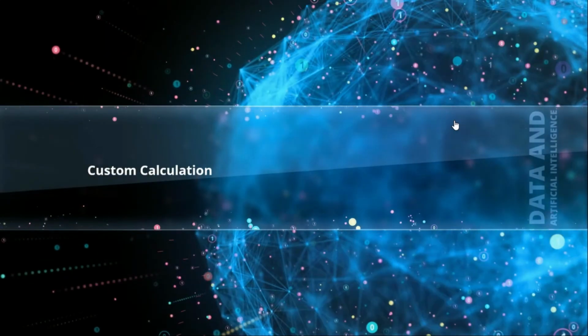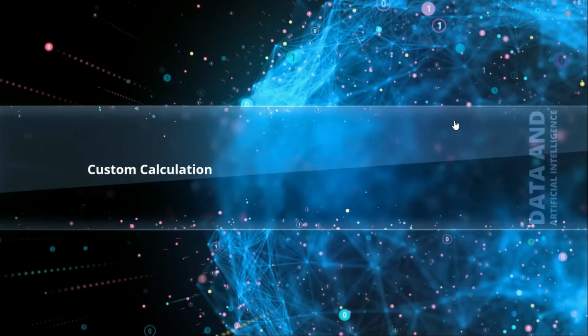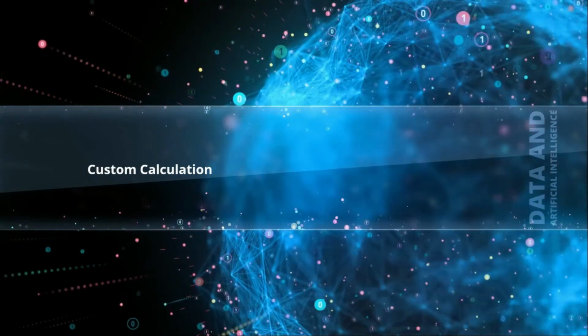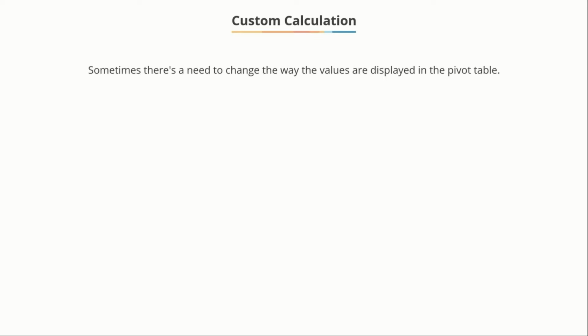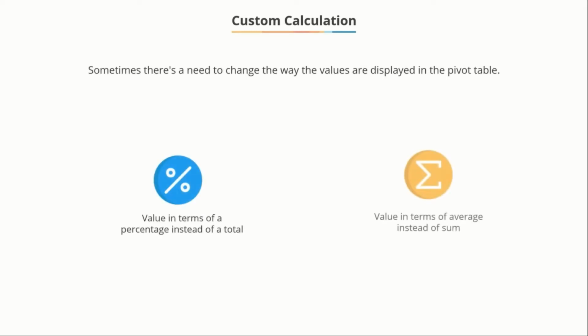Let us now move on to the next topic. Custom calculation. Sometimes there's a need to change the way the values are displayed in the pivot table. For example, we might want to display the value in terms of a percentage instead of a total, or average the values instead of summing them.